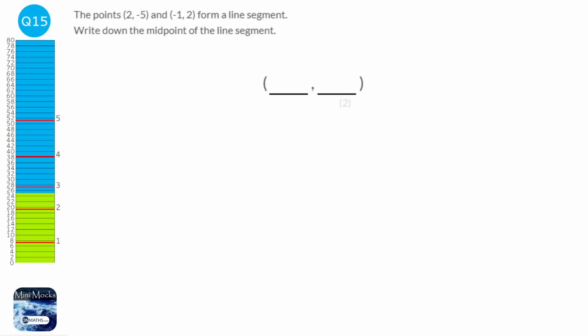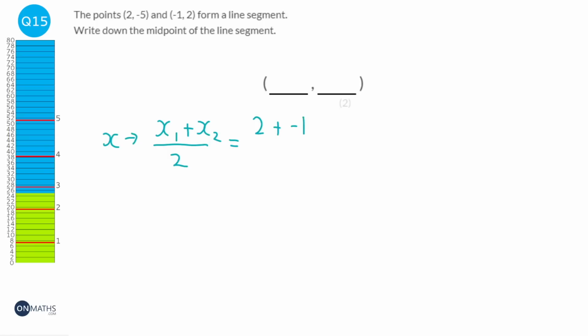To find the midpoint, we can use this simple formula. And we're going to start off by finding the midpoint for the x component. And the formula is just adding the two x coordinates and dividing by 2. So we're just going to add the two x coordinates together. So we've got 2 plus minus 1 divided by 2. And that's going to be 1/2, or 0.5.